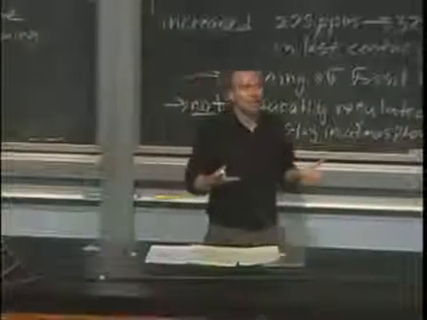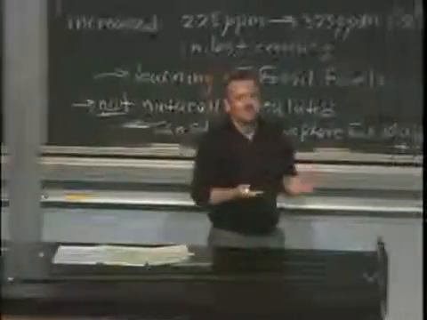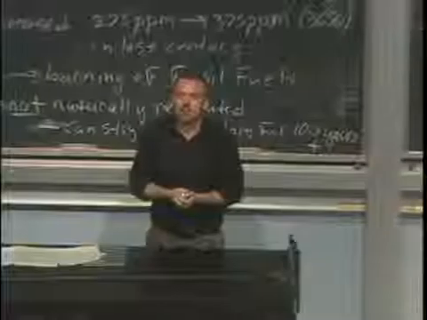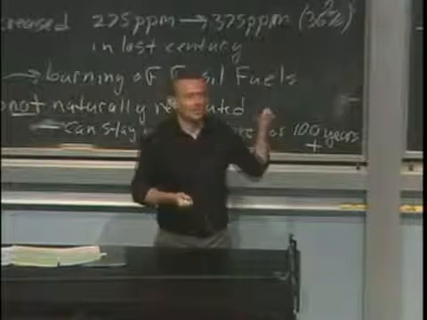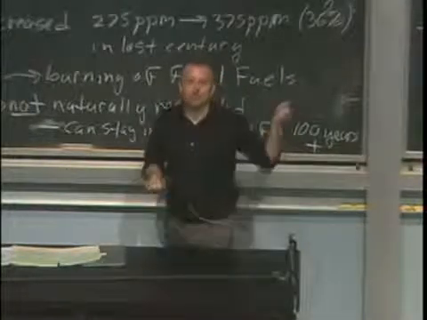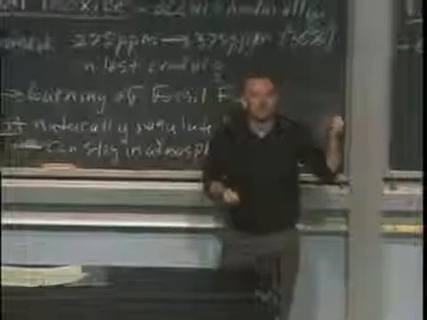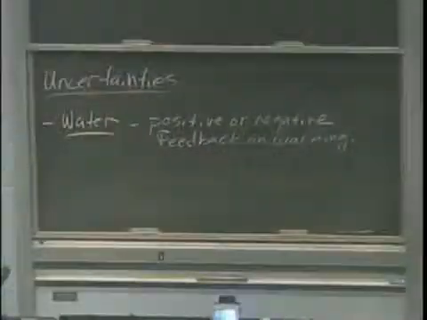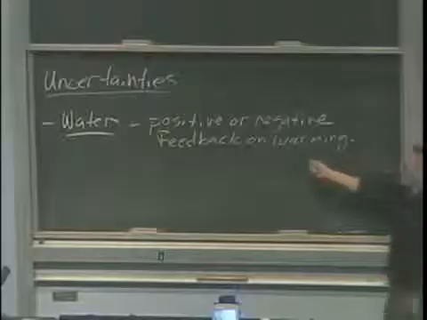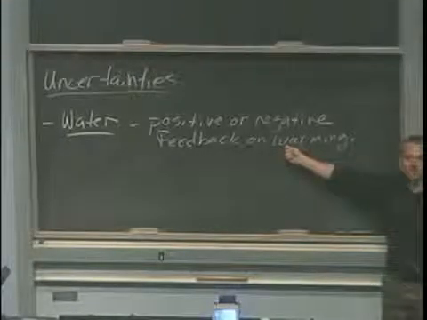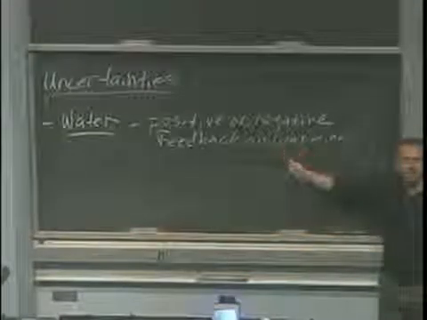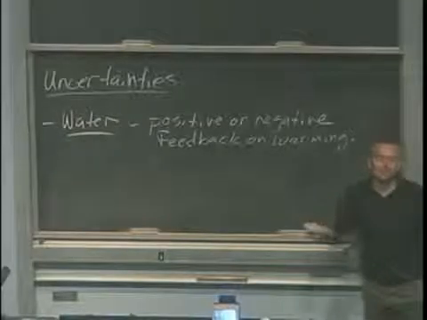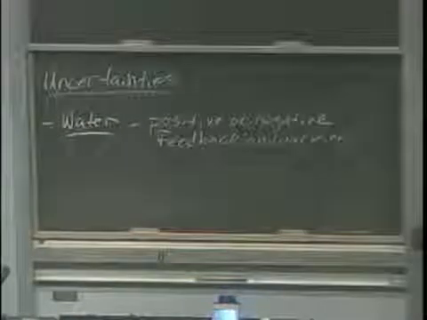And if it's got more water in the air to start with, then the effects of the water vapor on the greenhouse effect is going to be even stronger. So water is a big uncertainty in the models of global warming, or in the predictions of global warming, because it could either make it stronger or it could make it weaker.